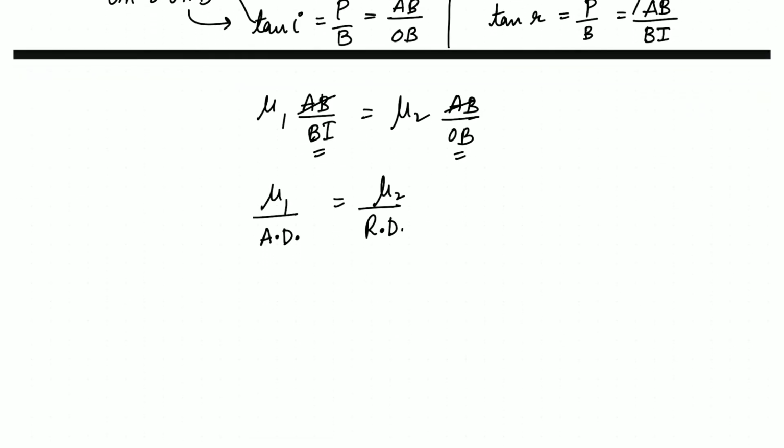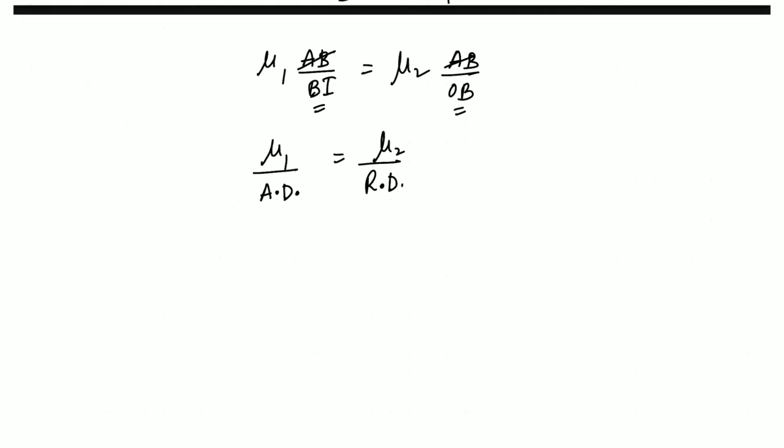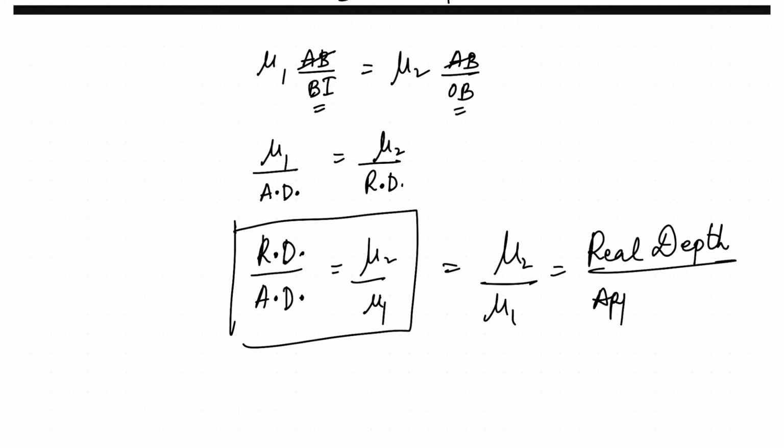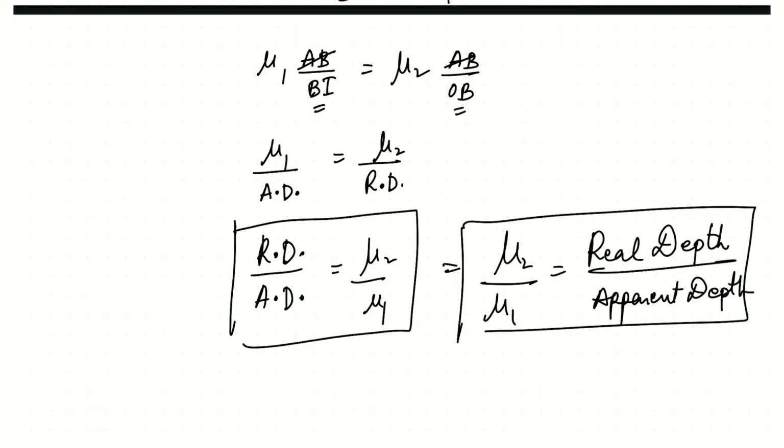So clearly you can see there is a relation. Now what is the real relation? Real depth upon apparent depth is actually equal to nu 2 upon nu 1. I hope you guys can understand, right? Or you can simply say nu 2 upon nu 1 is actually equal to real depth upon apparent depth. I hope you guys can understand that, right?